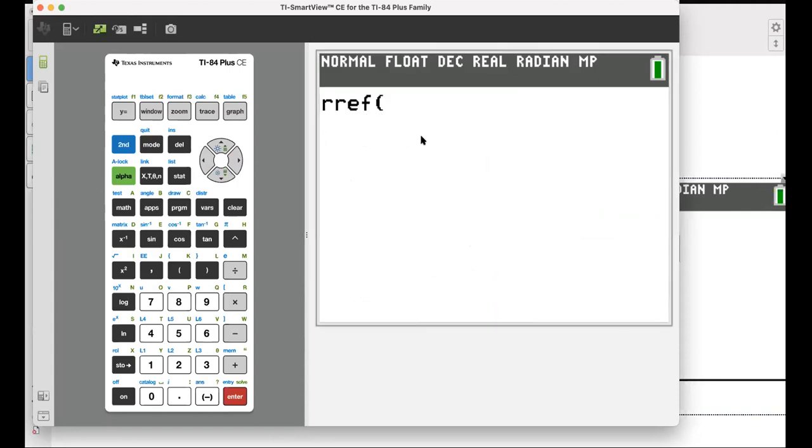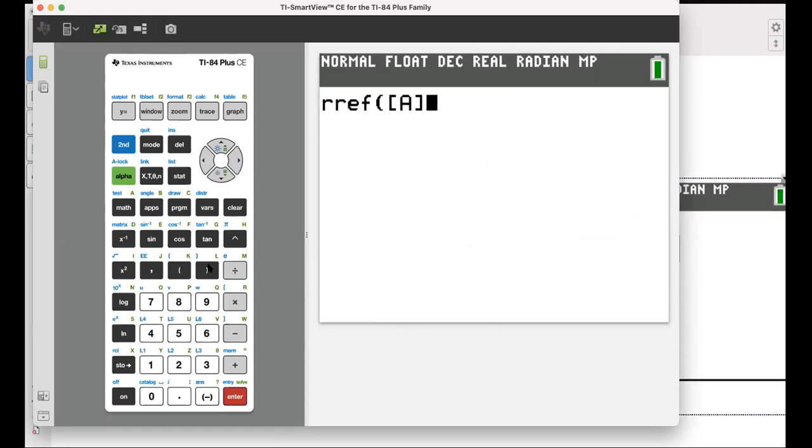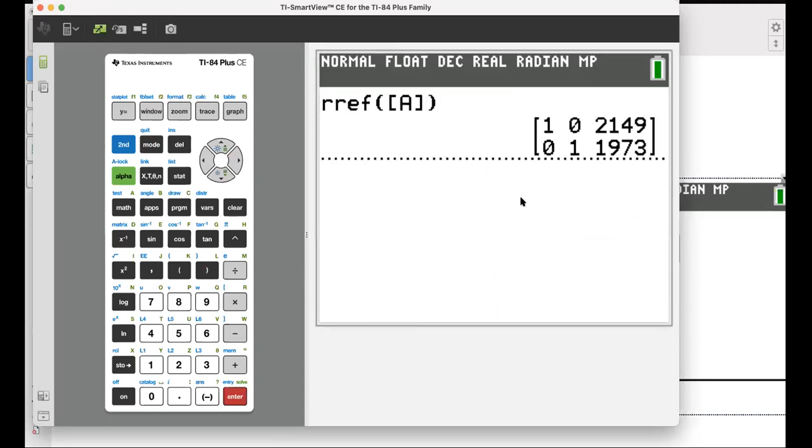And then you want to retrieve the matrix that you plugged in already. So in our case, it will be second matrix, A, number 1, right? Close that up and press enter. There it goes.